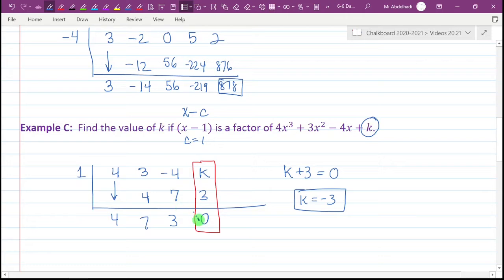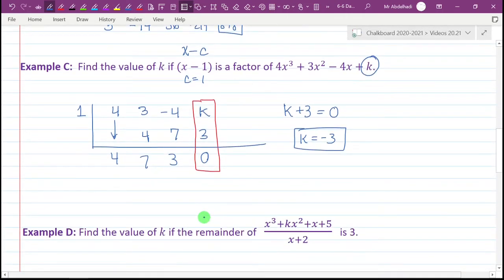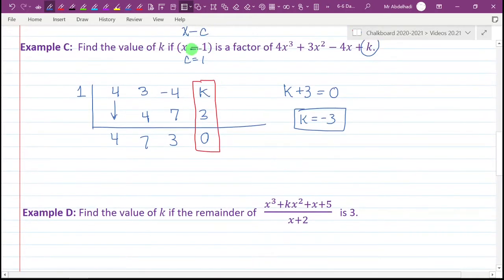So let's try another one. This one's phrased a little more differently. Determine the value of k if the remainder of this division is 3. This is the exact same question. It just looks different, and I'll show you how to set it up. Well, you're now, instead of dividing by x minus 1, written this way, you're dividing by x plus 2, written this way. It's still division by x minus c, so c must be, in this case, c equals -2.